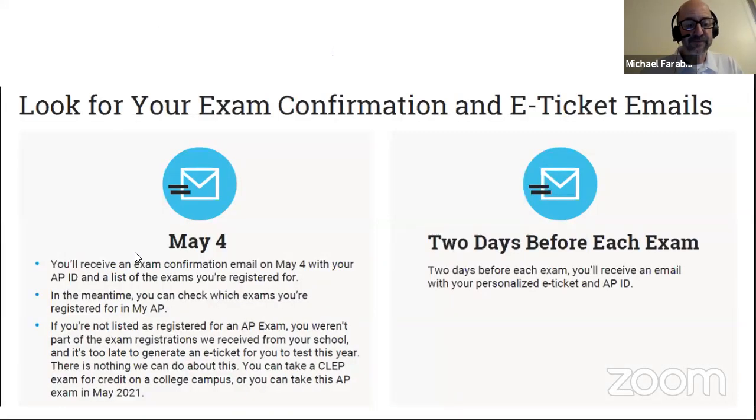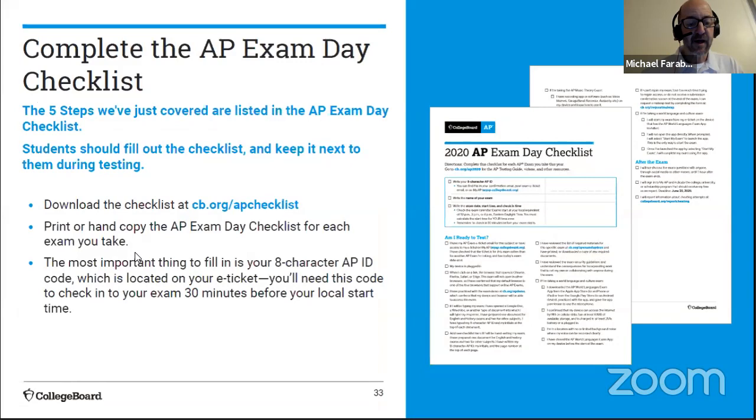So on May 4th, you should receive an email confirmation that indicates your AP ID and a list of exams you're registered for. And then 2 days before each exam, you should receive an email with your personalized e-ticket. Again, you can also go to My AP and log in and see your e-ticket that way. If you go to cb.org/APchecklist, you can print out a checklist and kind of go through the things that you need for exam day.